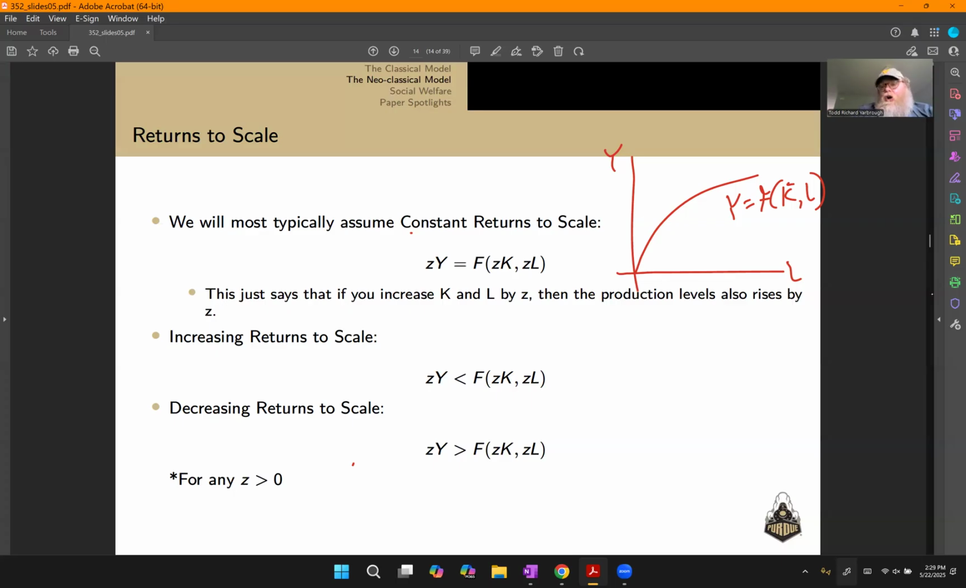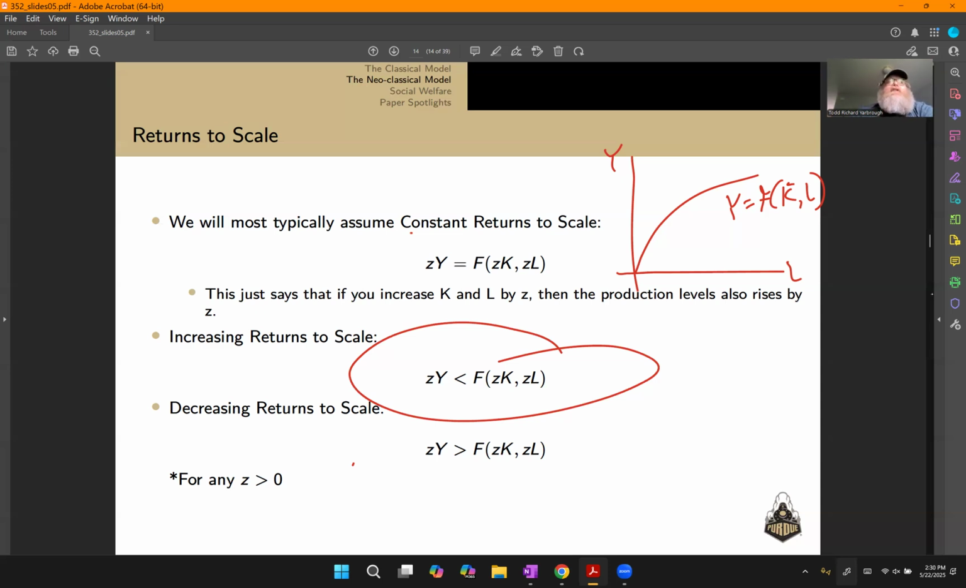Now, later on, when we talk about the concept of human capital and the way in which country-level production functions take advantage of human capital, we will get to an idea that maybe there's increasing returns to scale with respect to certain production. But I think it's safe for us to generally assume that production functions have constant returns to scale.